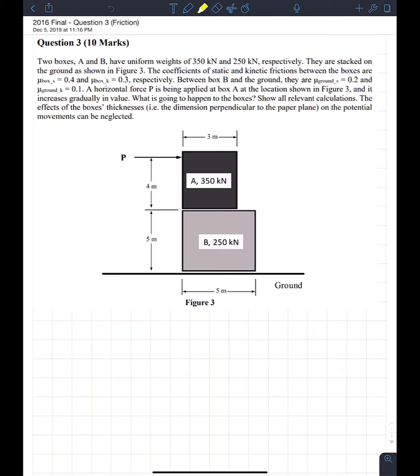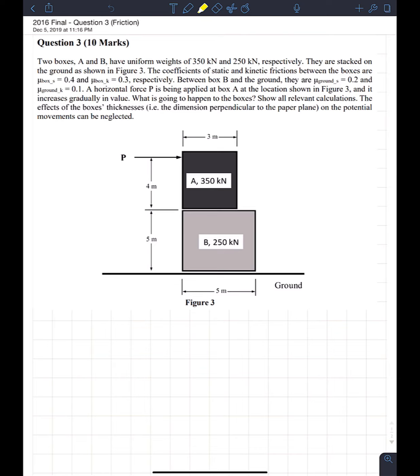So in this video, we're going to be covering the 2016 final, question 3. And as you guys have seen, question 3 in these practice finals is usually always the same, and that is friction, which is going to be no different today. As we see from the picture, we have two crates. Whenever you see two crates, it's most definitely going to be a friction question.